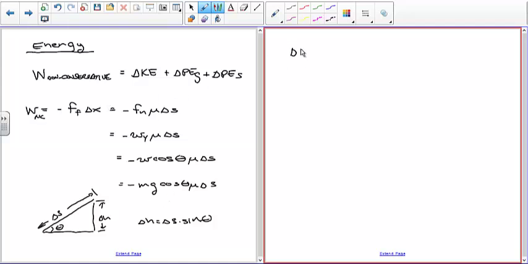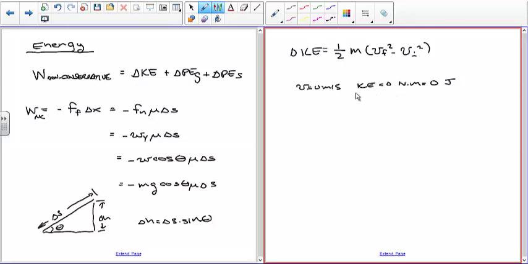Then you have the change in kinetic energy, which is 1/2 the mass of the object times the final velocity squared minus the initial velocity squared. Now, we know that when v equals 0, the kinetic energy equals 0, and the units are going to be, well, energy is Newton meters or joules.